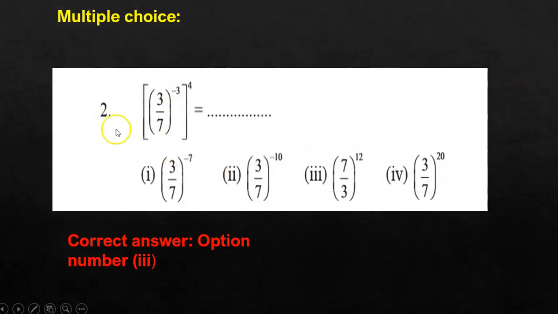And multiple choice, the last one, 3 upon 7, the whole raised to minus 3, the whole raised to 4. So what we will have, 3 upon 7 raised to minus 3 into 4. Minus 3 into 4 is 12. But we have minus 12. If I want to remove the negative sign, I will inverse. So my answer will be 7 upon 3 raised to 12, which is option number 3. So the correct option is option number 3.